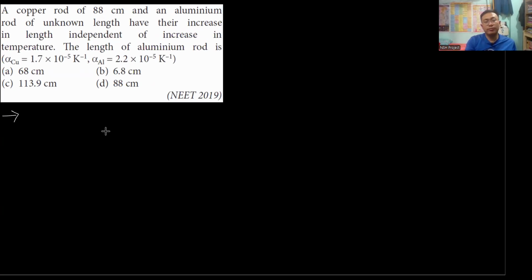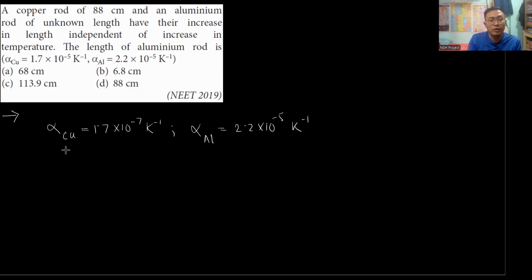So a copper rod of length 88 centimeter and an aluminum rod of unknown length have their increase in length independent of increase in temperature. So temperature does not matter here. We have alpha for copper as 1.7 into 10 to the power minus 7 per kelvin, and alpha for aluminium is equal to 2.2 into 10 to the power minus 5 per kelvin.